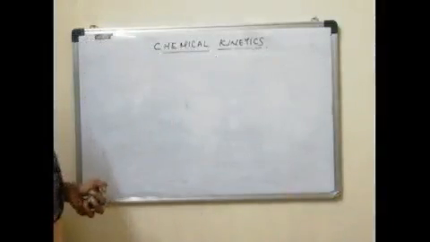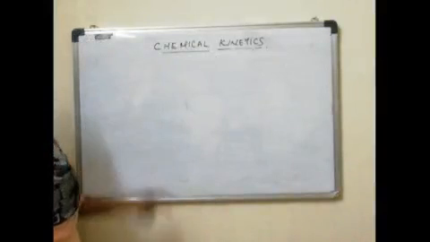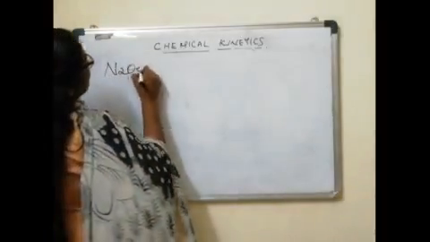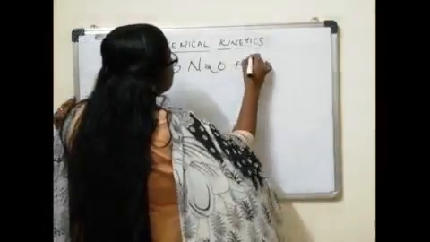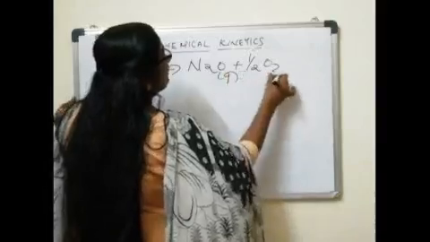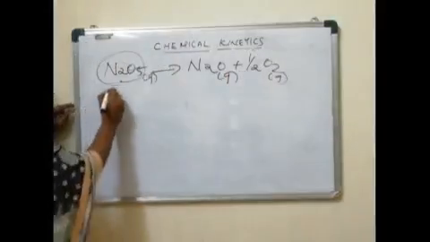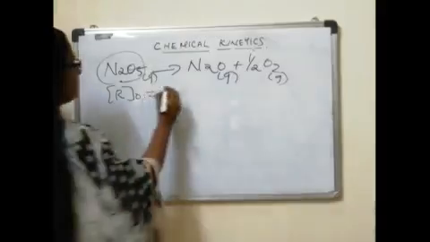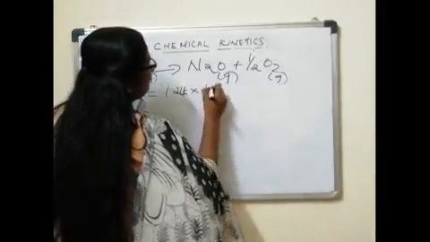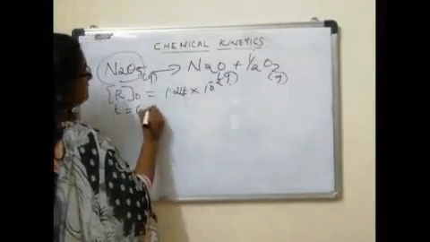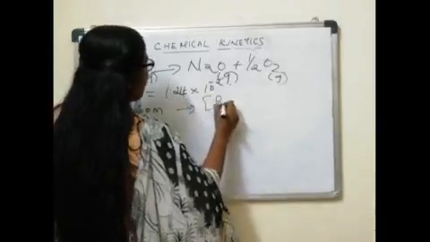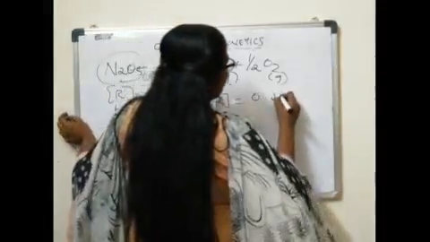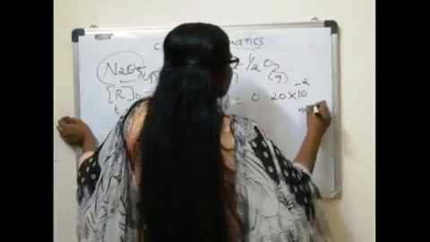Next is one numerical based on this. I will read the question, that is example 4.3 that is given in the textbook, a worked example. The decomposition of N2O5 into N2O plus half O2: here the initial concentration of the reactant R0 is given. It is found to be 1.24 into 10 raised to minus 2 mole per liter. And after a time t equal to 60 minutes, the concentration R is 0.20 into 10 raised to minus 2 mole per liter.